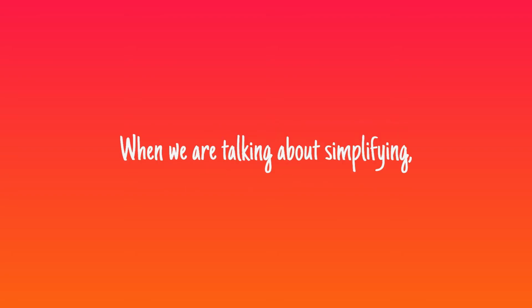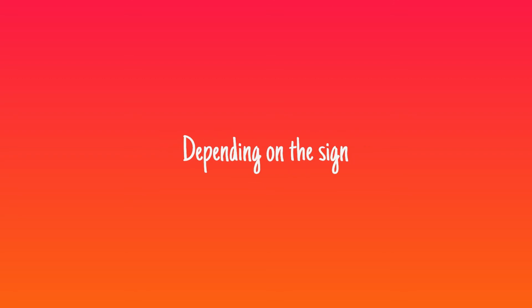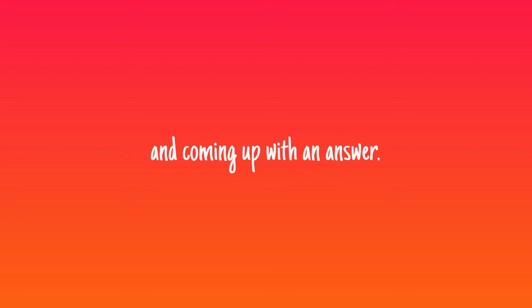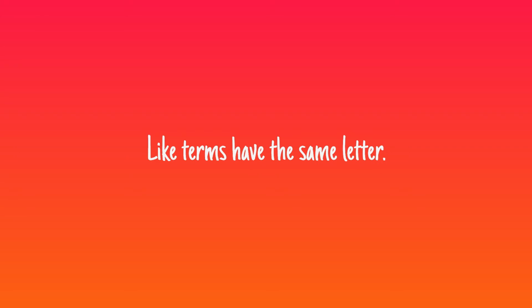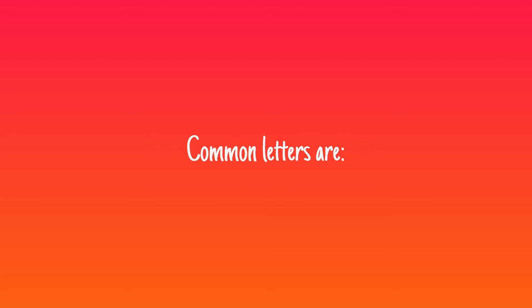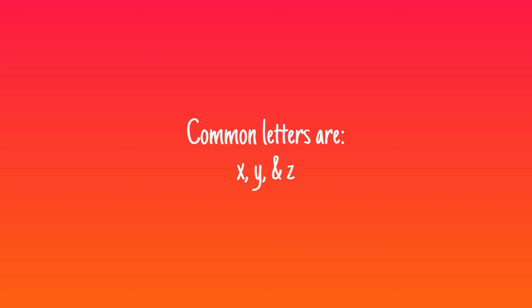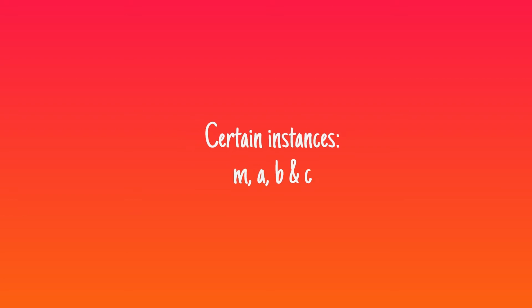When we're talking about simplifying, it's basically taking the like terms and adding them together or subtracting them depending on the sign and coming up with an answer. Now we call them like terms because they have the same letter in algebra. Common letters in algebra are X, Y, and Z. In certain instances, you will find M as a letter in algebra, A, B, and C. So any letter can be given to you in algebra, and we use it to simplify the work.